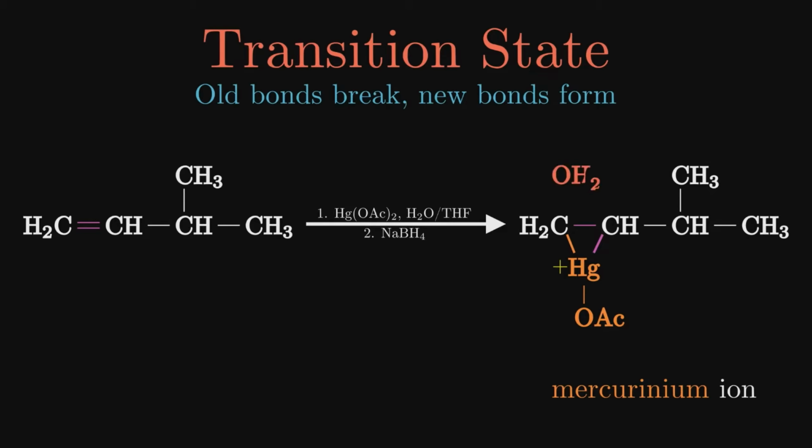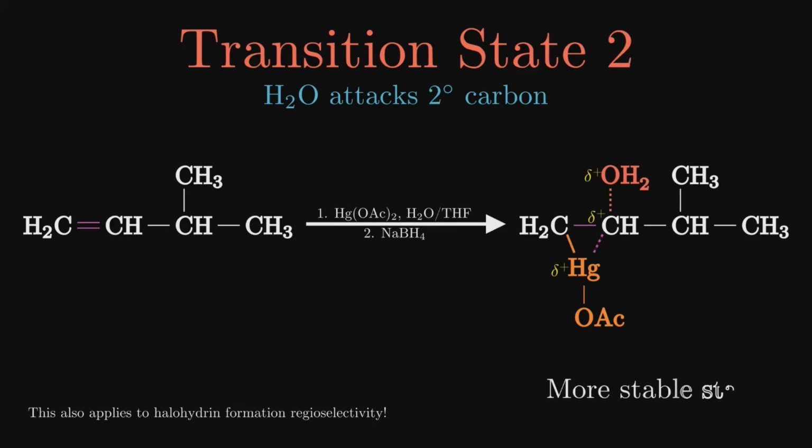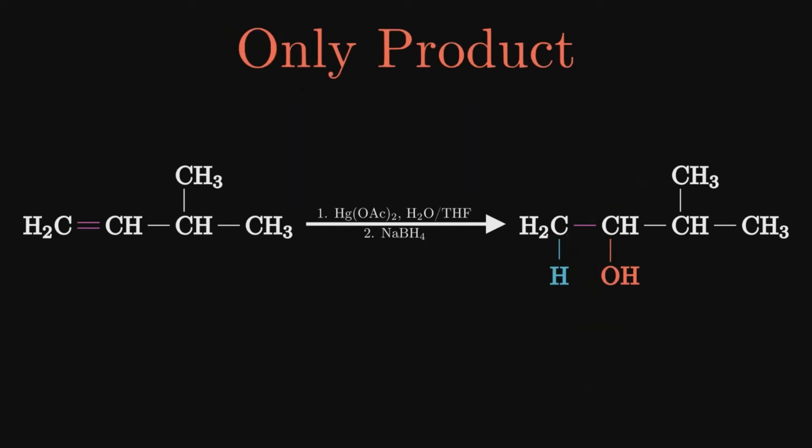When the water attacks the mercurinium, it can do so in one of two places, meaning there are two possible transition states. If it approaches the less substituted primary carbon, a bond begins to form with the water and one is breaking with the mercury. However, if it attacked the more substituted secondary carbon, the transition state is more stable. As we have seen before, the more stable something is, the greater influence it will have on product formation. Therefore, in this case, the water attacking the secondary carbon results in a more stable transition state, and thus the alcohol group lands in that position.